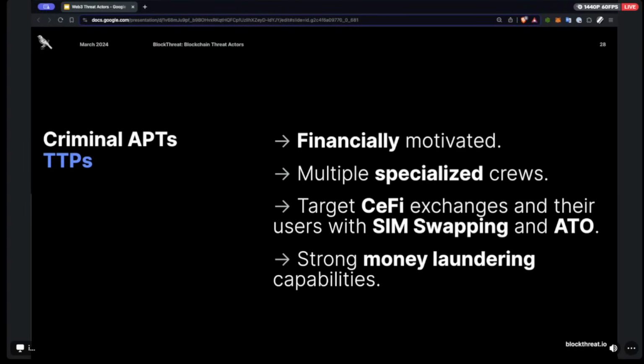But very strong money laundering capabilities. So they don't make the same mistakes as individuals. They have known channels, how to launder assets. They have ready-made accounts on non-KYC exchanges and KYC exchanges that they can activate at a moment's notice. They know how to move money because they've been doing this for decades.